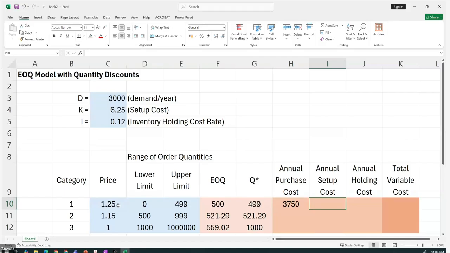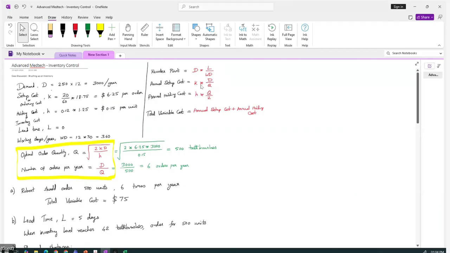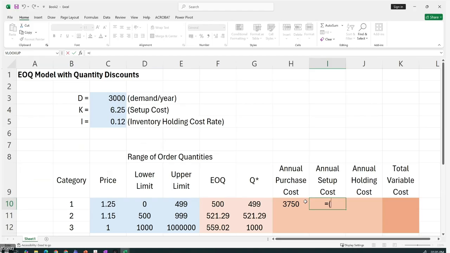What will be the annual setup cost? Look at the formula. K into D by Q. So in my numerator, it will be K into D divided by, in this case, Q star. Correct? Because that is going to be my order quantity.